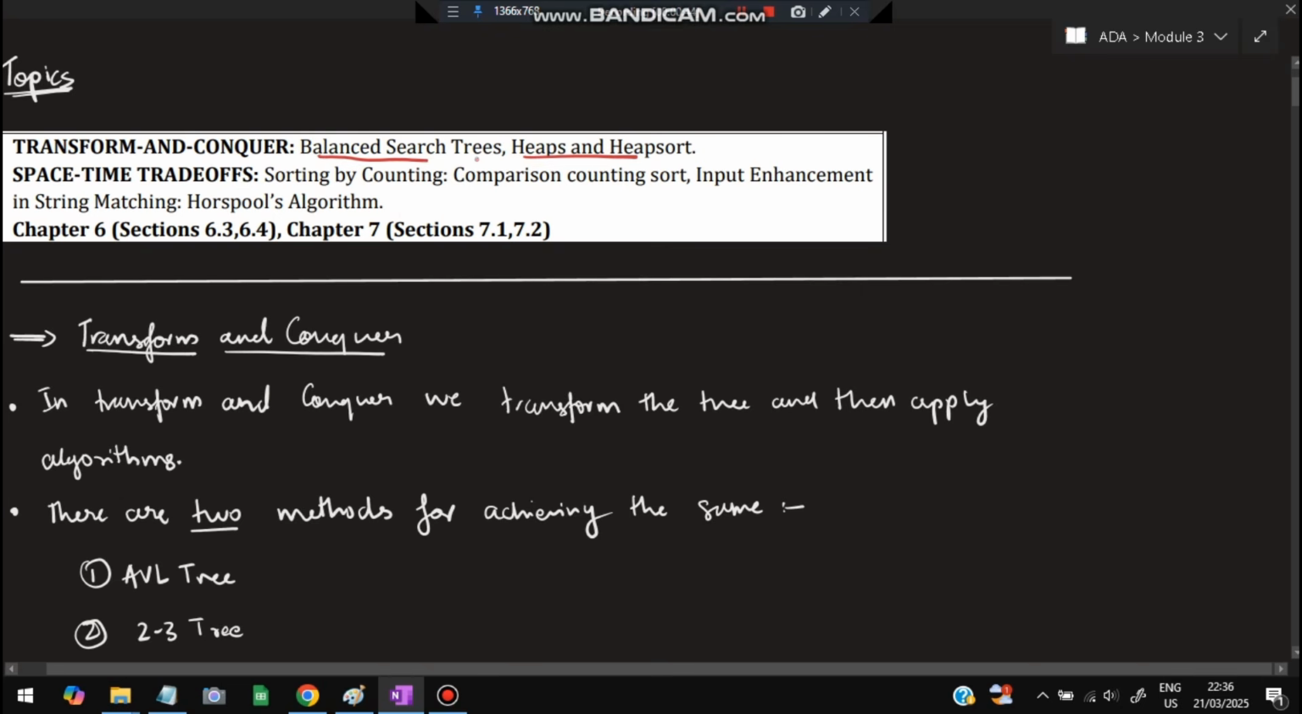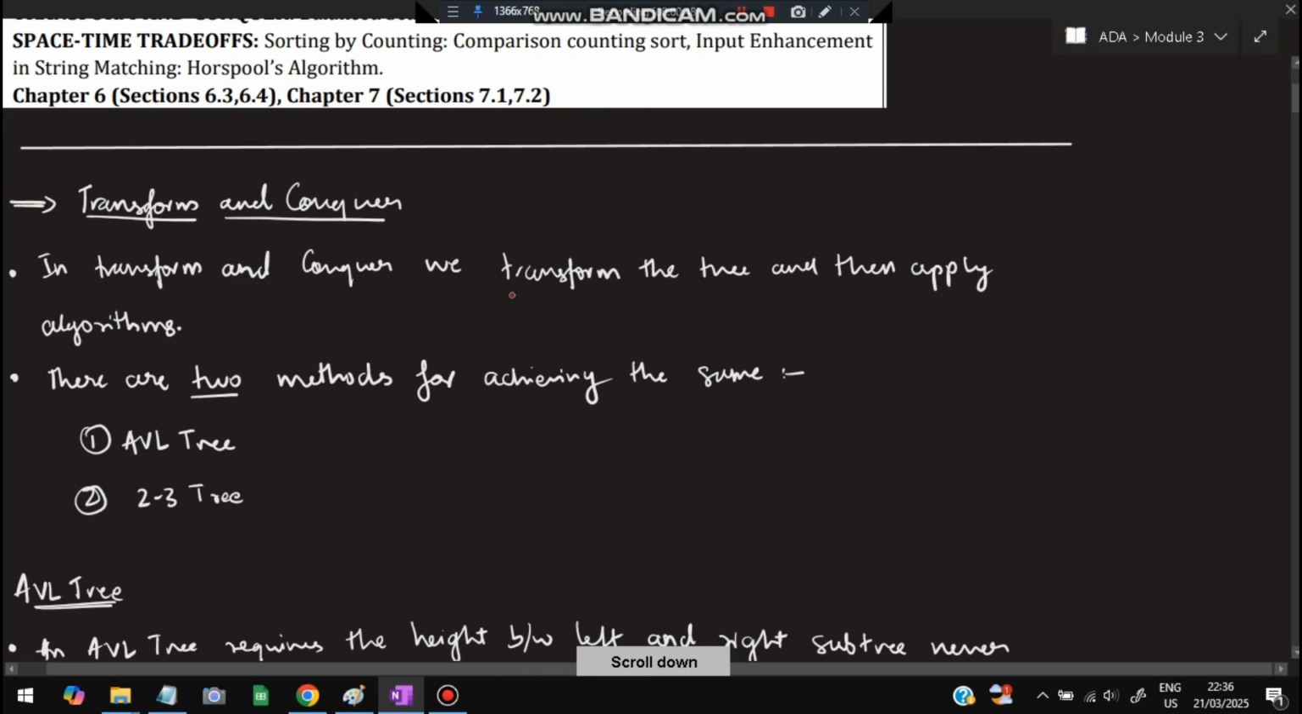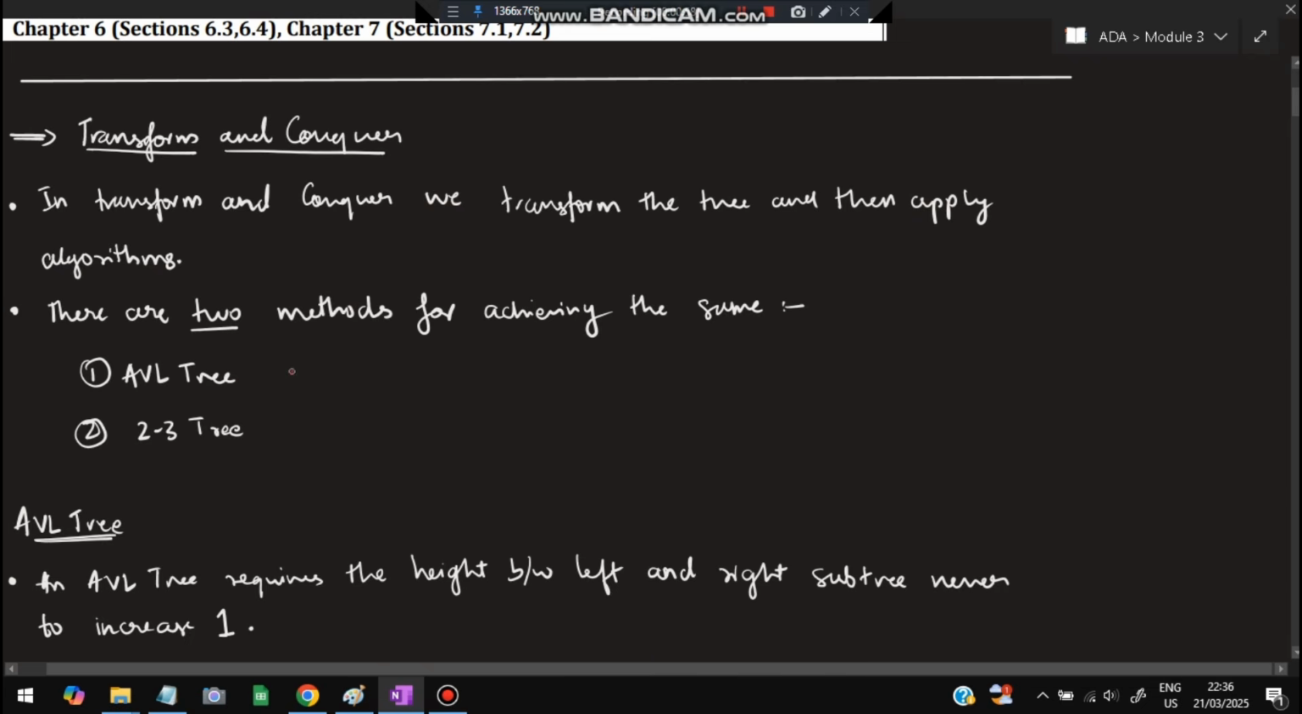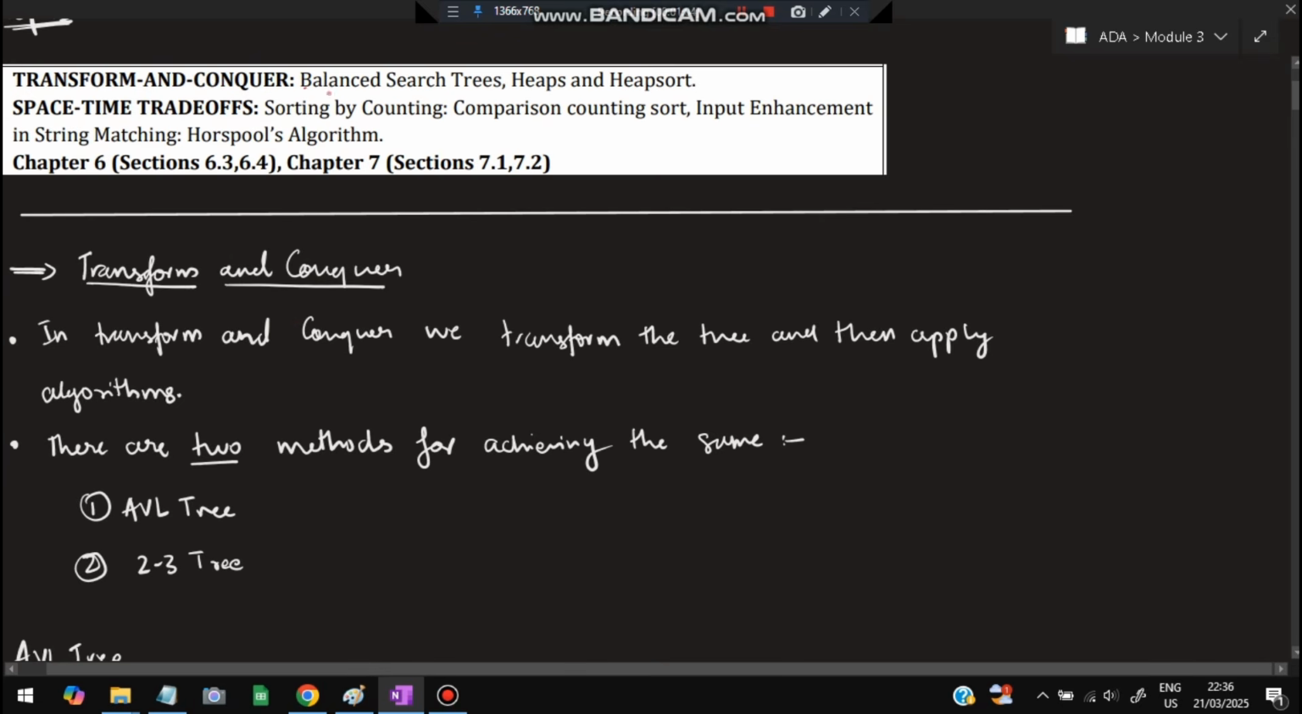What is a balanced search tree? But before that, what is transform and conquer? Transform and conquer means we transform the tree and then apply the algorithms. Whatever the thing is, we transform it first, then we apply the algorithm. That is called transform and conquer. There are two methods for achieving the same: first is the AVL tree, second is the 2-3 tree. That comes under balanced search trees.